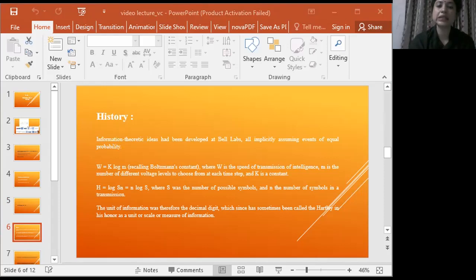And Hartley, in the 1920s, did research on information theory. In Hartley's 1928 paper, Transmission of Information, he uses the word information as a measurable quantity, and he quantified the information as H equal to log of S^n, or n log S, where S is the number of possible symbols and n is the number of symbols transmitted. The unit of information was therefore a decimal digit, which is sometimes called the Hartley in his honor, or the scale of measure of information.